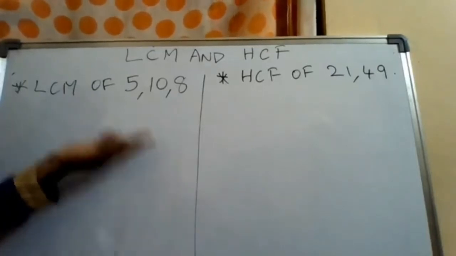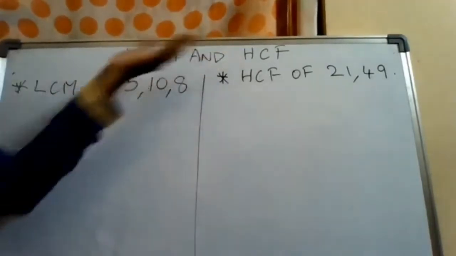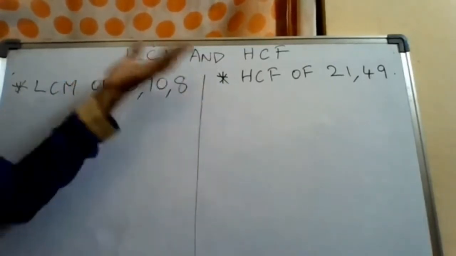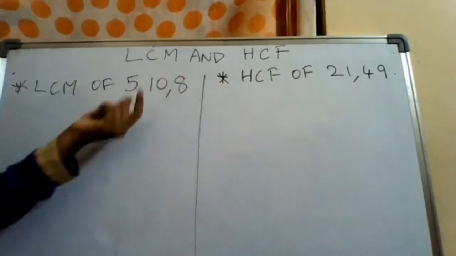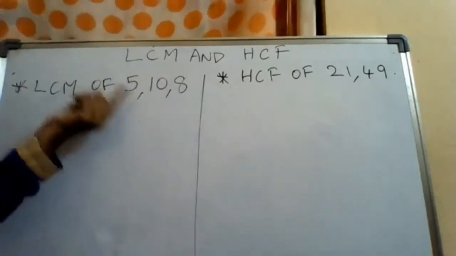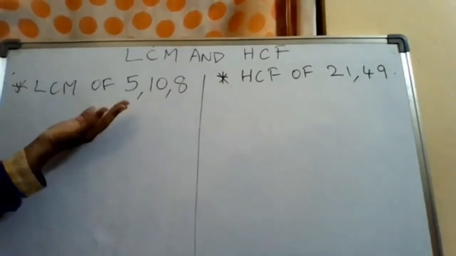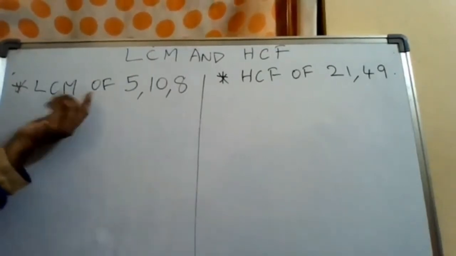Today you are going to learn about the LCM and HCF. LCM is nothing but the least common multiple, and HCF is nothing but the highest common factor. There are very simple techniques to find the LCM and HCF of whatever the given numbers are. So let us start and learn how to do the LCM and HCF.